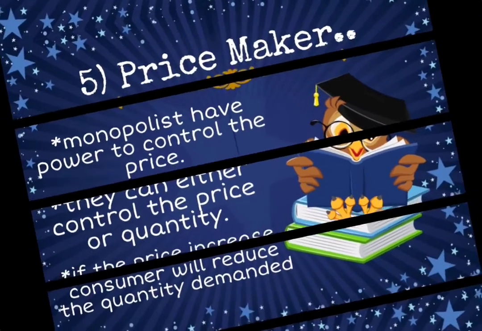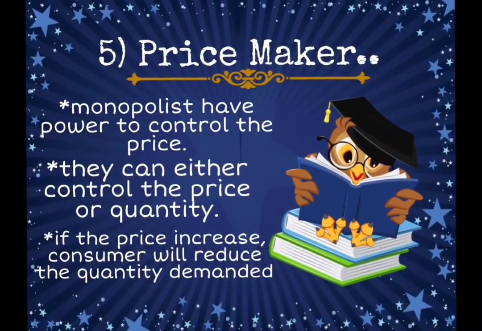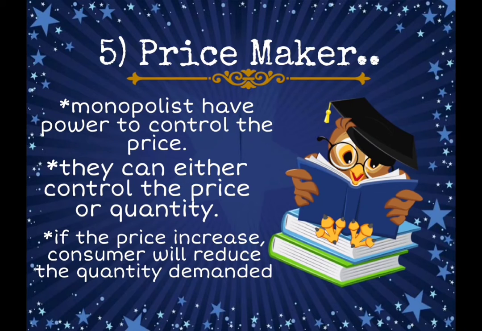The last characteristic is price maker. The monopolist has the power to decide the price of the good or product being sold. The price is set by determining the quantity in order to meet the demand at the price desired by the firm to maximize revenue. They can either control price or quantity but not both. If the price increases, the consumer will reduce the quantity demanded.